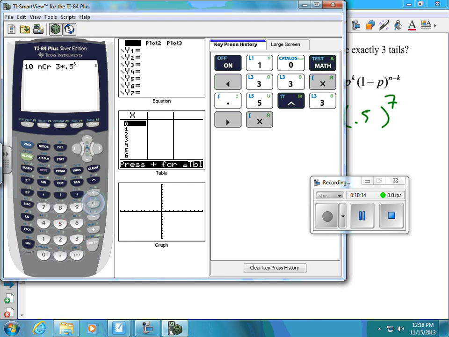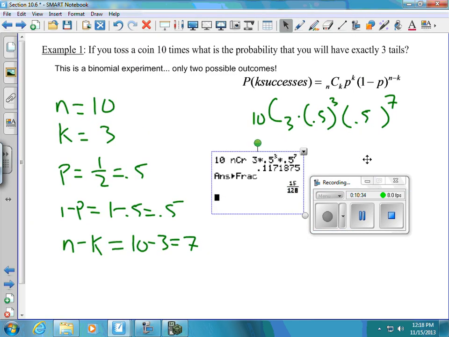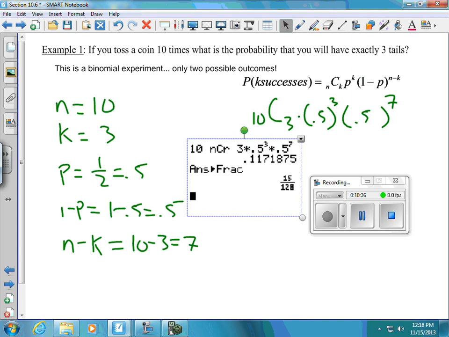And then times 0.5 to the seventh power. And we get 0.11875. If we want that as a fraction, we hit math, fraction, and we can get it in either form. So the probability of getting exactly 3 heads, or 3 tails, I guess in this case, when we flip the coin 10 times is 0.12 or 15 out of 128.